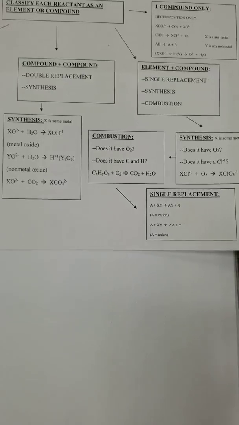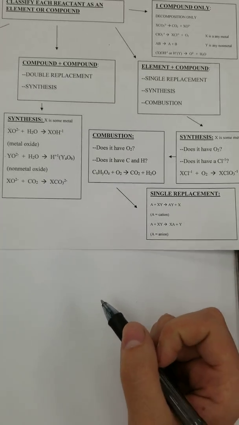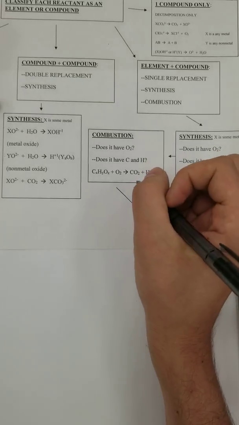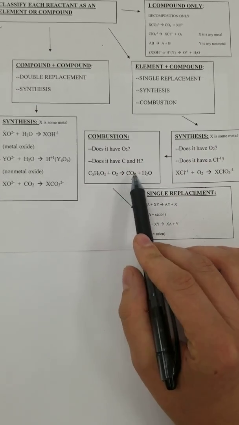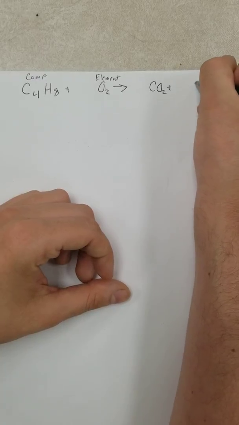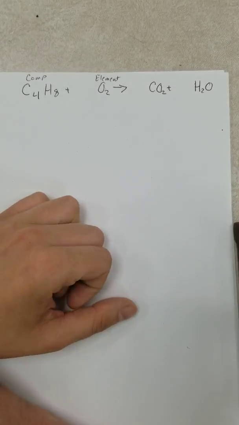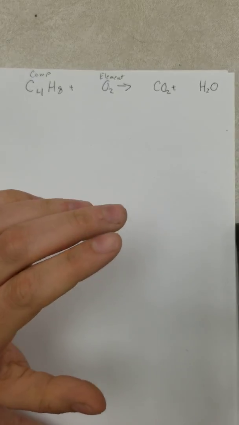Now, combustion reactions are a unique set of reactions, for which the products are easy to predict. Remember, the products for it are always going to be CO2 and H2O. So we just write in CO2 plus H2O. And that's what you have to do to predict the products.